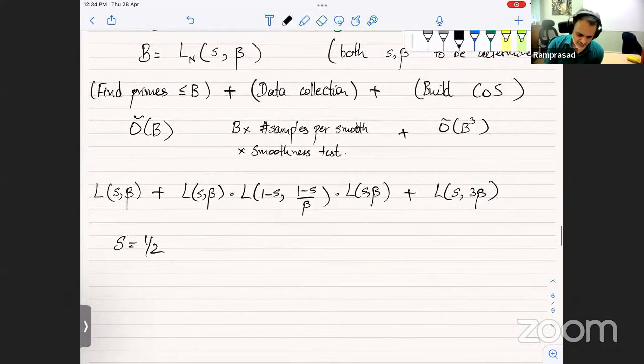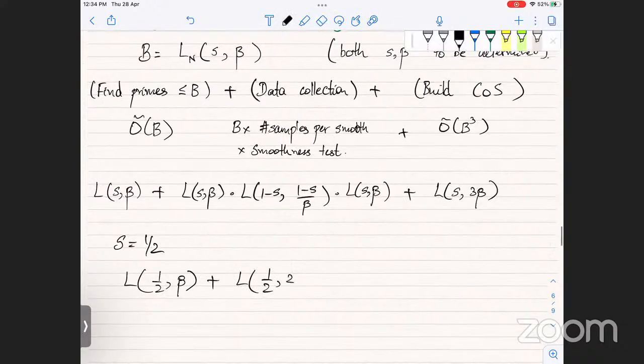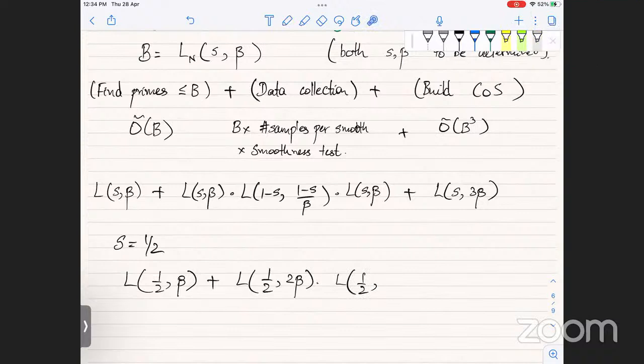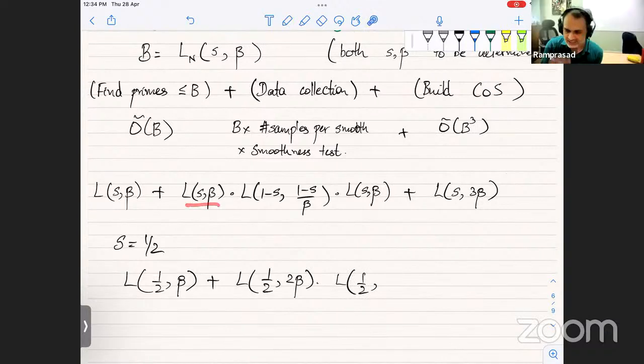Once you choose S to be equal to half, what are you going to get? You're going to get L of half comma beta plus L of half comma beta. There's another half comma beta. So I'm going to write it as half comma 2 beta times L of half comma something. Why did you choose half? Because if I don't choose half, so let's say I choose S to be 1/4 or something, then one of these two quantities will be like L of 3/4. So the exponent of log n will be much, much larger than what you're hoping for. I'm trying to say that the exponent of root log n is good enough. So you're just trying to minimize the product of these three things. And the best thing to do is to choose S equal to half at least, so that all of them are dealing with just L half. Did that make sense?